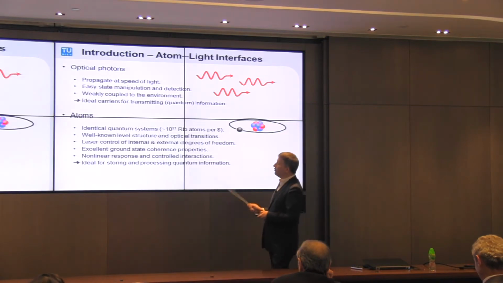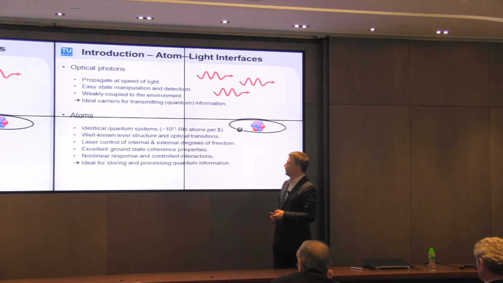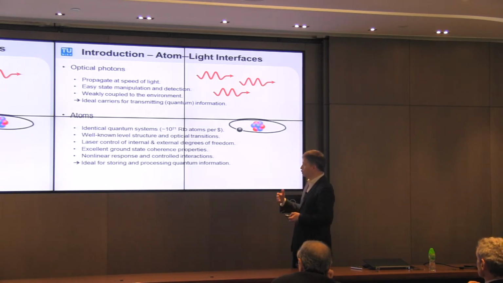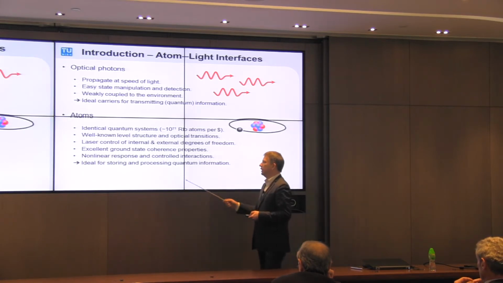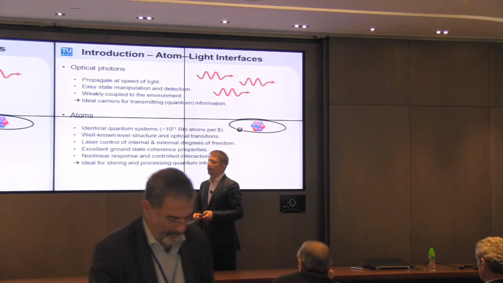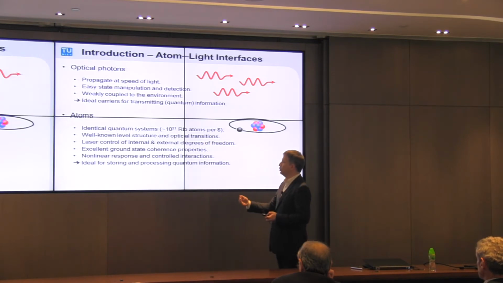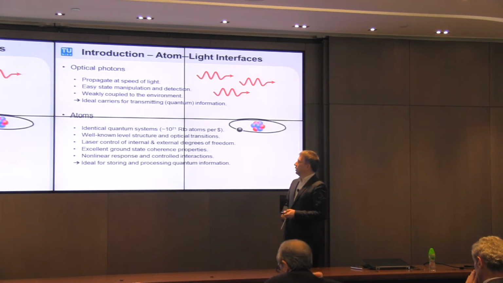And they have a well-known level structure and optical transitions, meaning that you can control both their internal and external degrees of freedom using laser light. The excellent ground state coherence properties have been exploited for atomic clocks, but also mean that you can store quantum information in these ground states. And one could say that a single atom is actually the most non-linear thing you can think of, because a single atom reacts differently to two photons than to one photon. So this means that atoms are ideal for storing and processing, when it comes to the nonlinearity, quantum information.